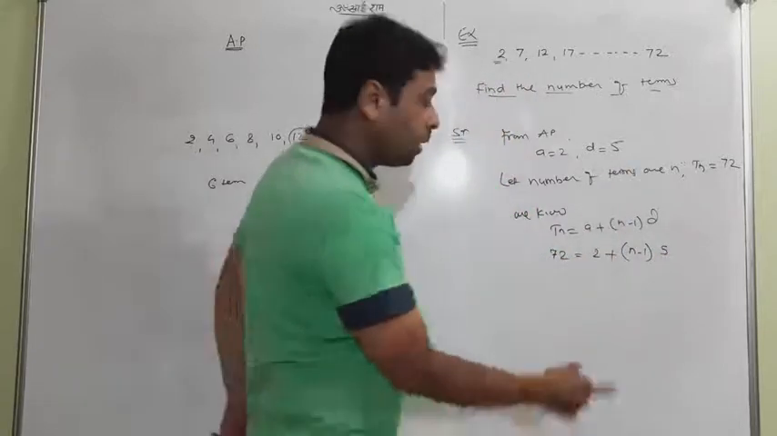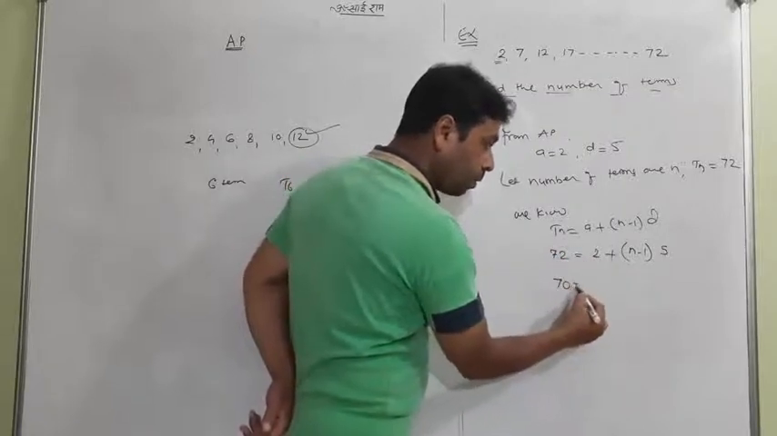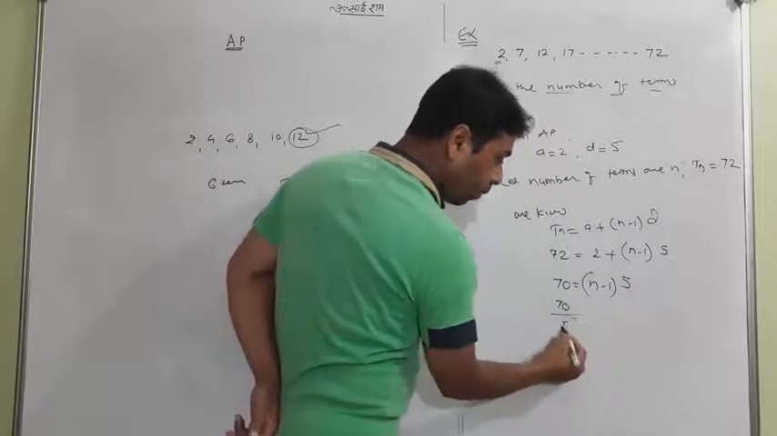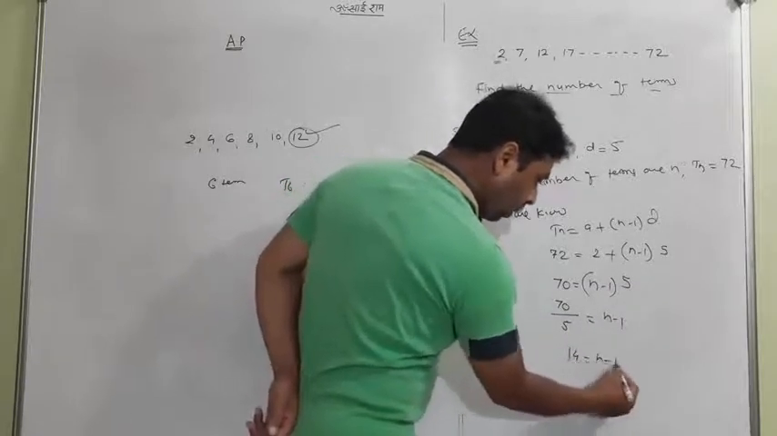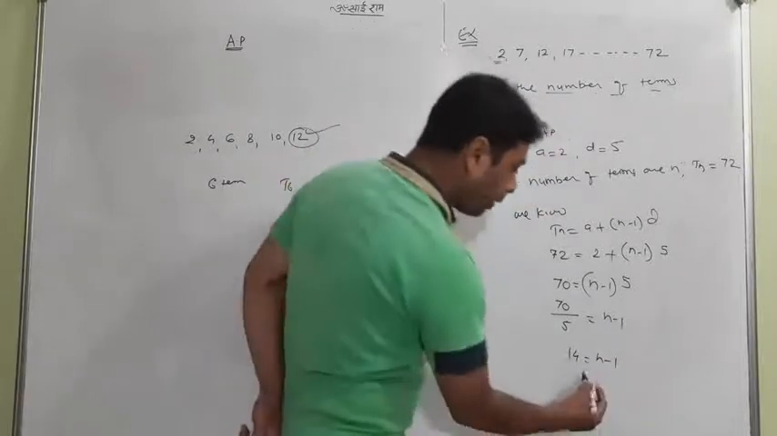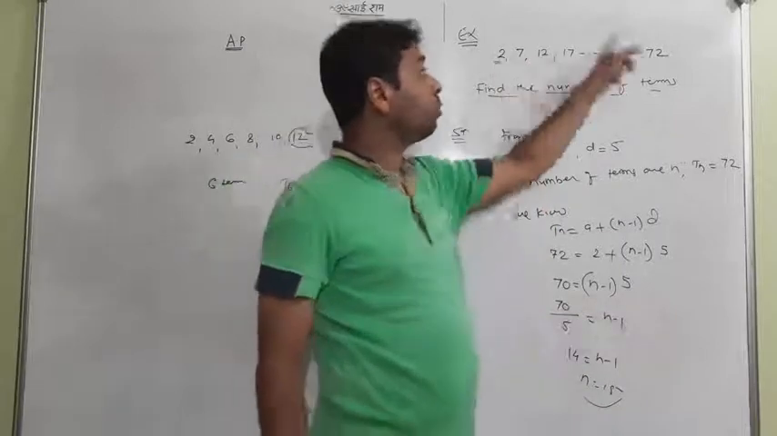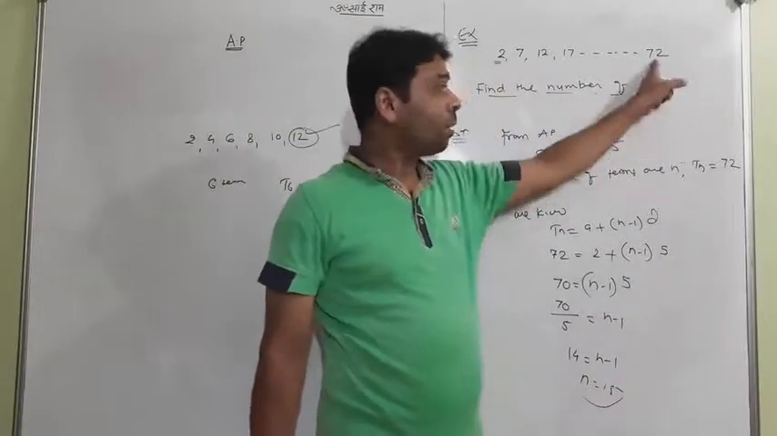The question is going to be easy. Do the transfer of 2 here. 72 minus 2 is 70, equal to (n minus 1) into 5. 70 upon 5 is equal to n minus 1. This is 14 is equal to n minus 1, and n equals 15. This means from here to here we have 15 terms, so definitely this is the value of the 15th term.